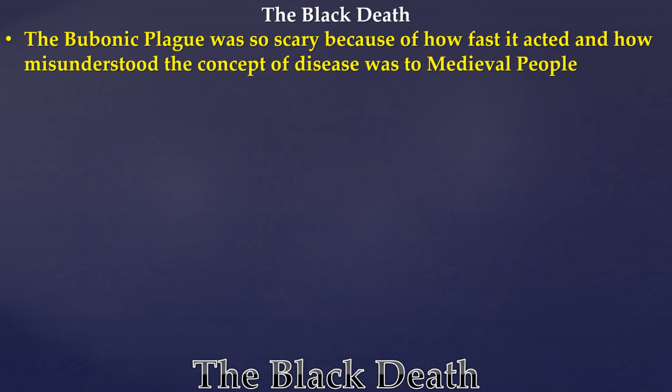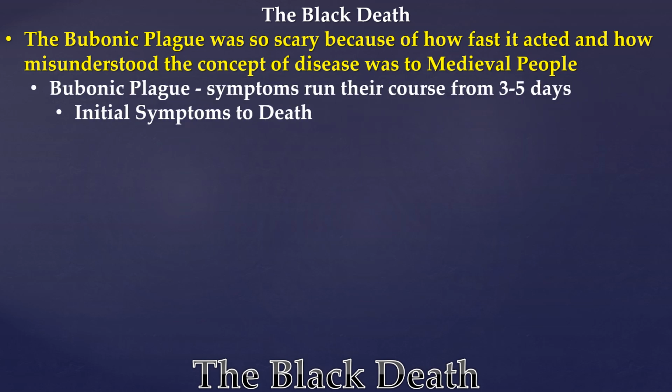Now, like we showed you, and hopefully that's why we showed you all these pictures, the bubonic plague as a disease is so scary because of, one, how fast it acted, and how misunderstood the concept of disease was to medieval people. We're still having people, as we're moving out of the COVID pandemic, not understanding how COVID works, right? So imagine how, in our modern 21st century world, people misunderstand how diseases are spread, and now imagine how people with no concept of the germ theory of disease are trying to understand this.